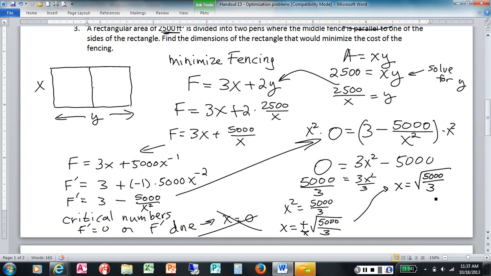But now this one actually does ask for the dimensions of the rectangle that would minimize the cost. So x is one of the dimensions. What else do I need? y. Go back to this one: y is 2,500 divided by x, so it would be 2,500 divided by x, which is the square root of 5,000 over 3.